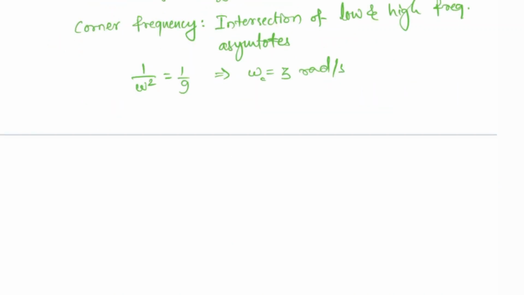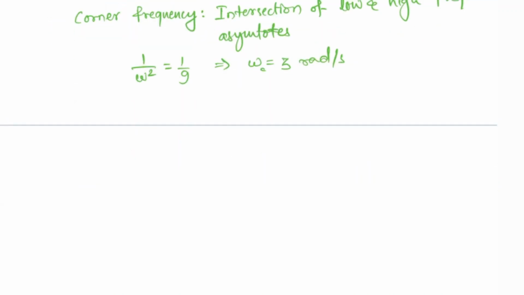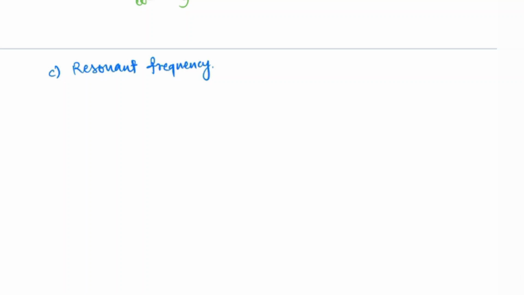So now let's come to the third portion, that is the resonant frequency. This is the frequency at which the magnitude of the plot would peak.